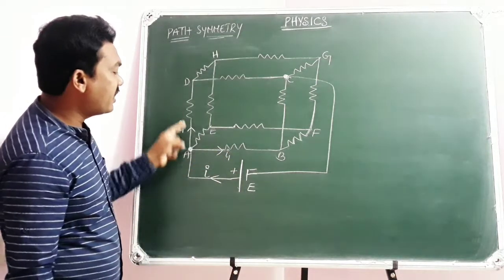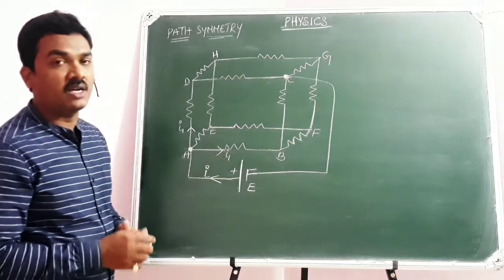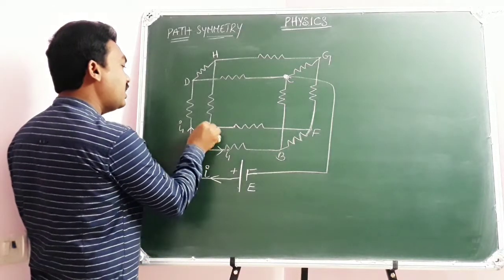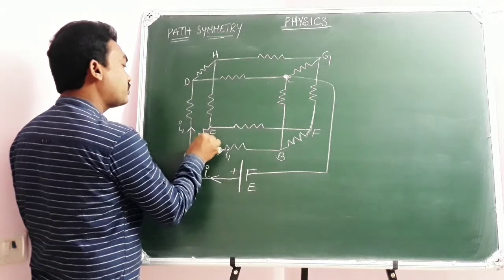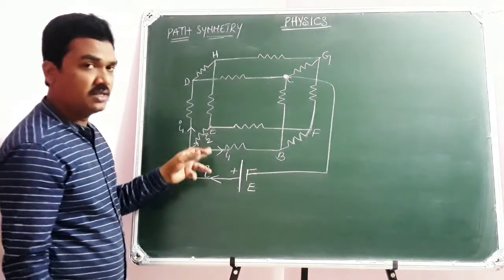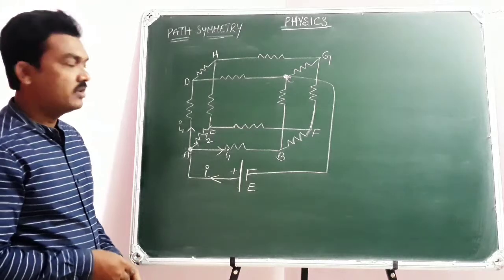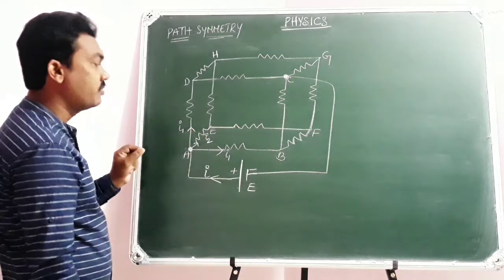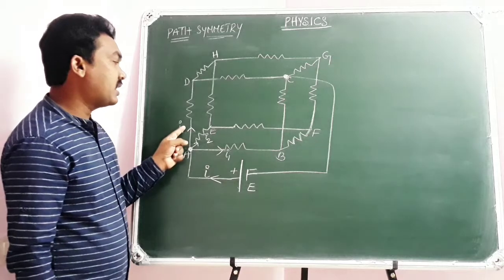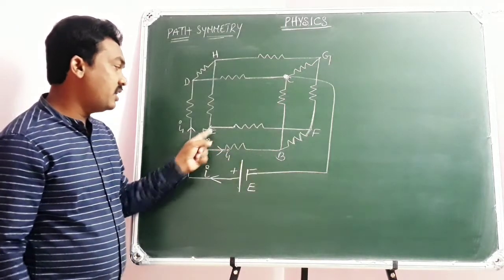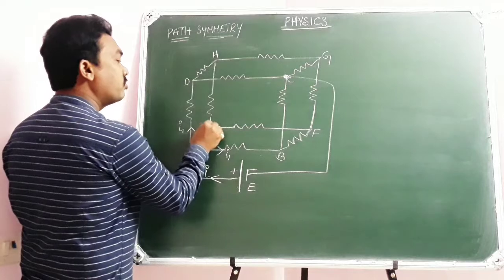So along AD the current is I1, along AB also I1. Along AE you can take I2. Sir, I will take I minus 2I1. Yes, you can take that, there is no problem. You can write I minus 2I1 also. Anyway, I1 is the current along AD, same as along AB, and along AE the current is I2.